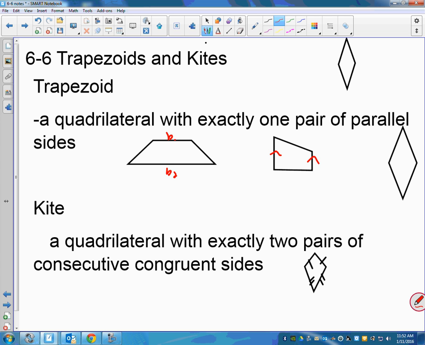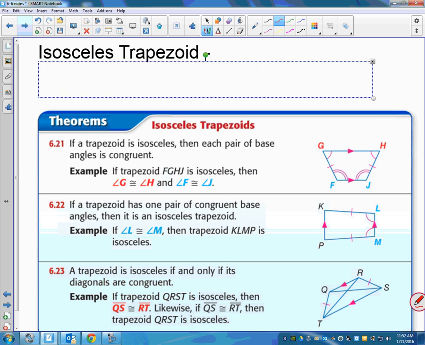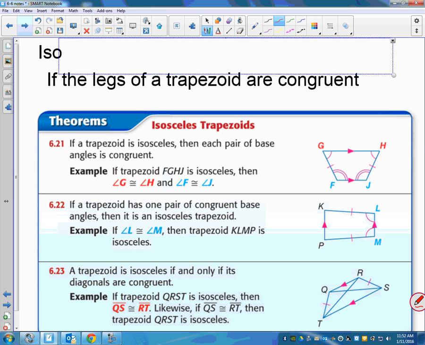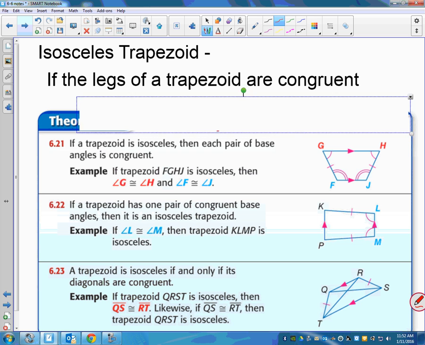Okay, so trapezoids and kites. We don't have a lot of things about diagonals of them and lots of properties of them, but if we talk about a special type of trapezoid, then we do have a relationship. So what do you think the definition of an isosceles trapezoid is? What does isosceles mean in terms of a triangle? An isosceles triangle has 2 congruent sides. If the legs of a trapezoid are congruent.